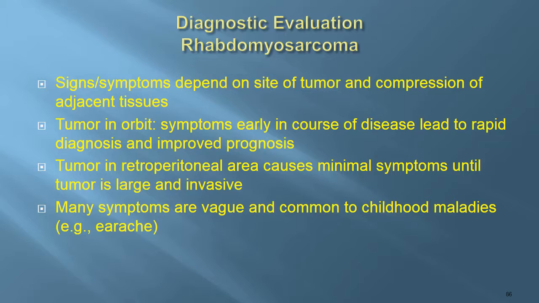If there's a tumor in the orbit, symptoms occur early in the course of the disease. This leads to rapid diagnosis and improved prognosis. A tumor in the retroperitoneal area causes minimal symptoms until the tumor is large and invasive. Many symptoms are vague and common to other childhood maladies, such as an earache.